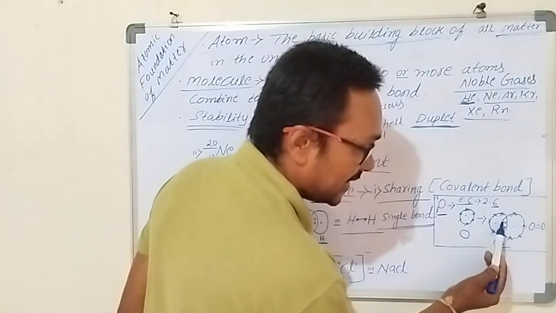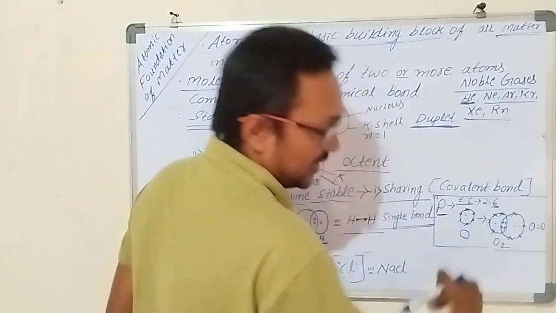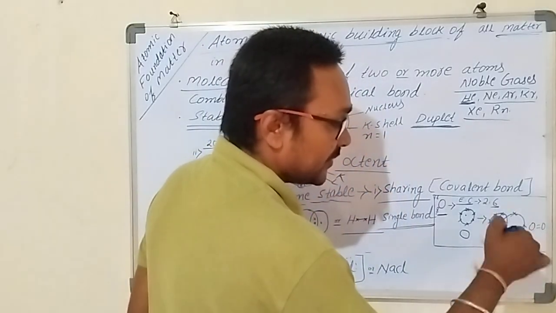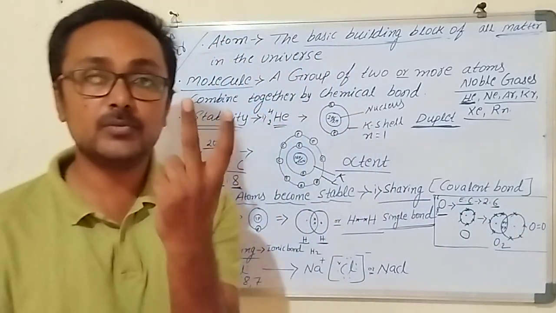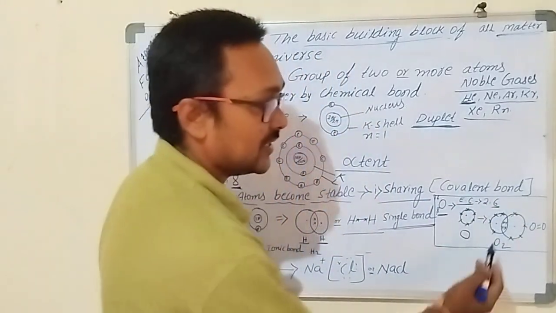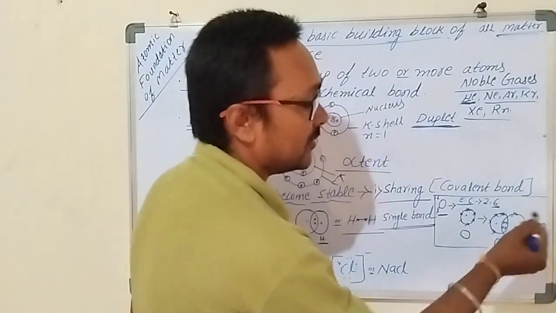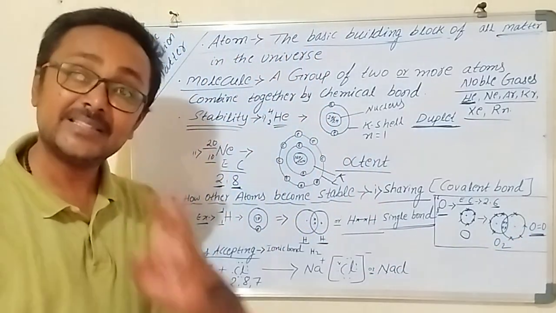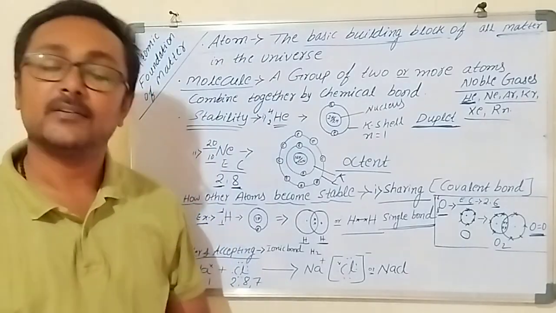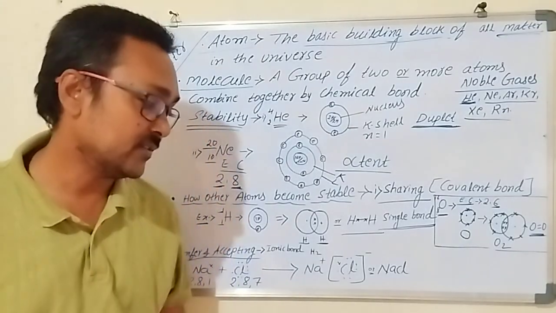Oxygen has 6 electrons of its own, and it is getting 2 electrons from the other oxygen, which means a total of 8. Here the sharing of electrons is 2 pairs. 2 pairs we can consider as a double bond, an oxygen double bond. You can write it like this also. And in nitrogen a triple bond will be there. 3 pairs of electrons will be shared. Triple bond formation will be there.